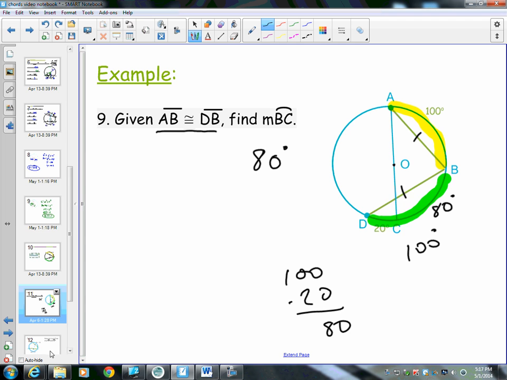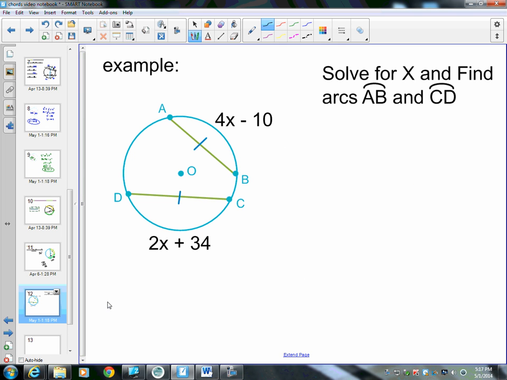Okay. Next question says solve for x and find the arcs AB and CD. So the first thing we're going to notice is this arc AB is congruent to the arc DC. These two are congruent to each other. And what does that mean? That means that the arc AB is going to then be congruent to the arc DC.